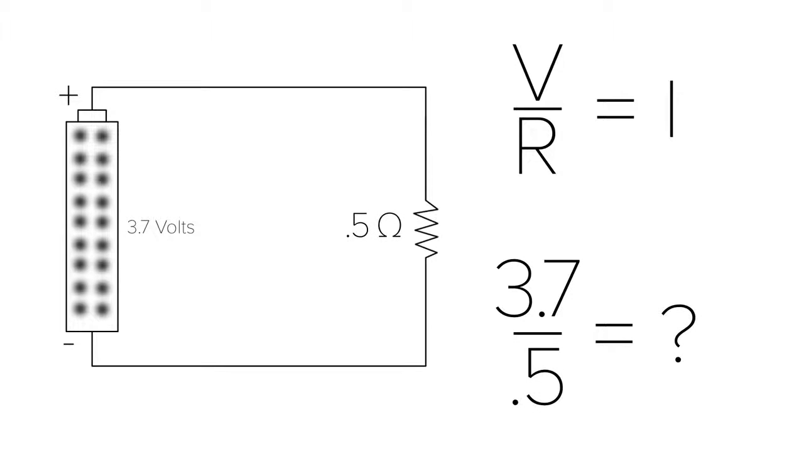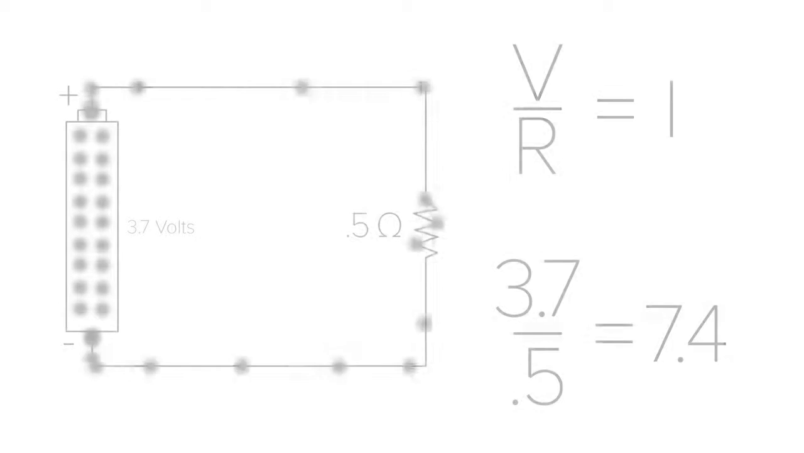Now when we change the resistance of the coil to 0.5 ohms, let's see how it affects the current. By dividing the voltage, which is 3.7, by the resistance, which is 0.5, we get 7.4 amps. This is a higher flow of electrons through the circuit as demonstrated in the graphic. By dropping the resistance of the coil by 1 ohm, we have almost tripled the amperage.